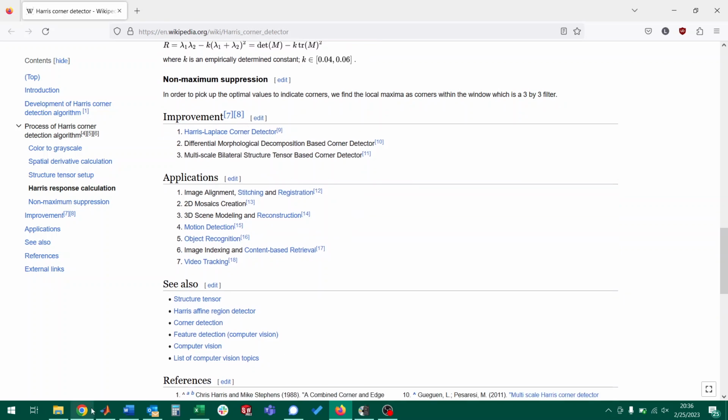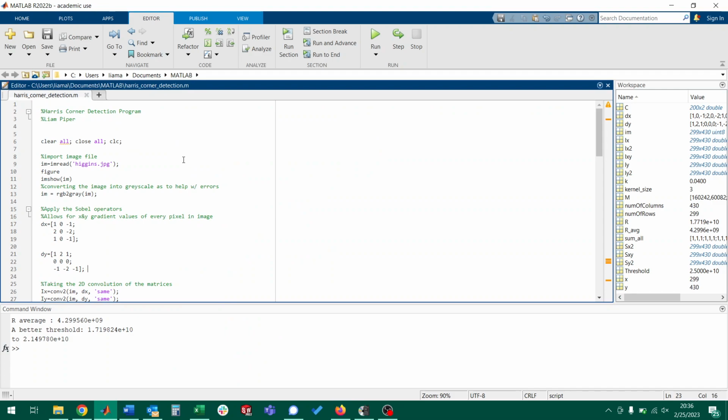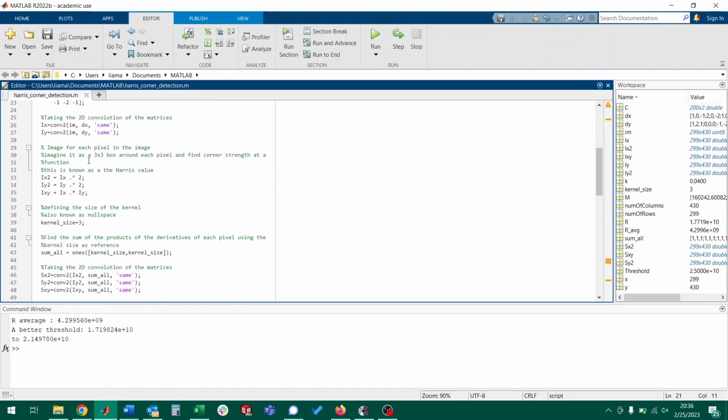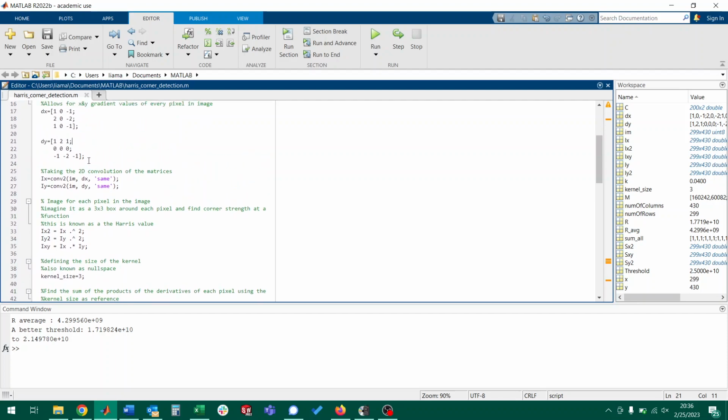So this is the Matlab code behind that. Again, we're just importing an image file and showing the original. We convert to grayscale to make it a lot easier. And then we apply the Sobel operators, which are just two matrices. As you can see, in one column 2 is all zeros and in the other column 1 is all zeros. These are just transposed, so they're essentially just rotated. And that makes the x and y convolution of the matrices a lot easier.